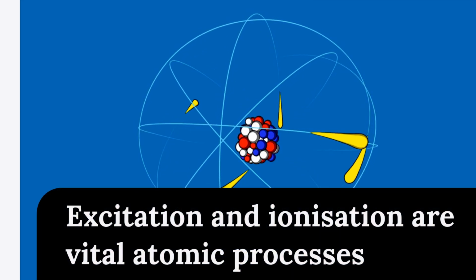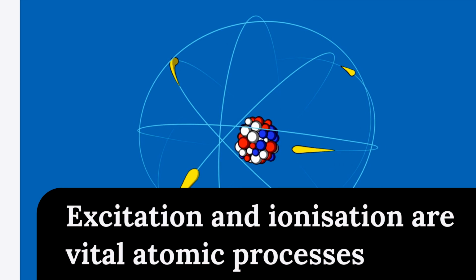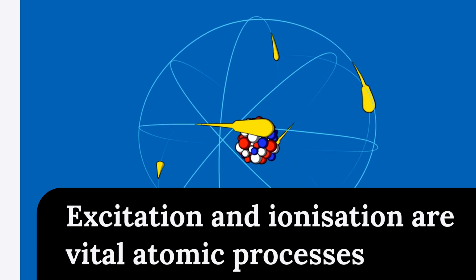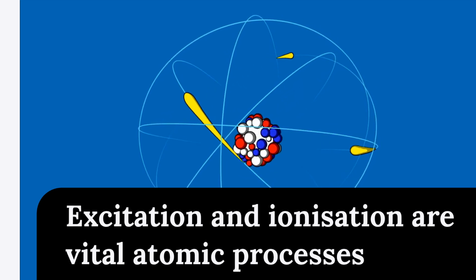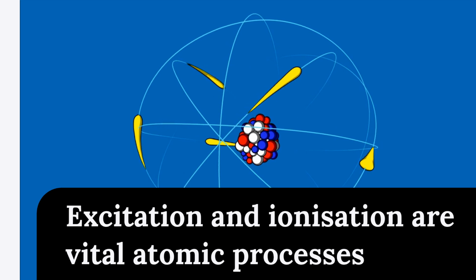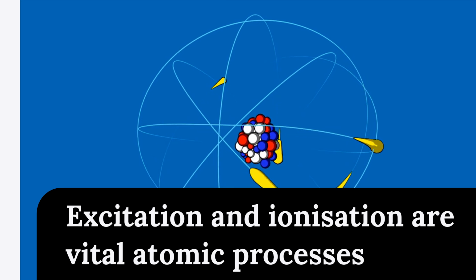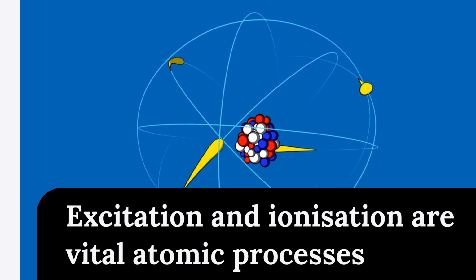Photons can excite electrons to higher energy levels. If energy exceeds ionization energy, electrons are removed. Electron collisions transfer energy during impact. Higher energy electrons increase ionization probability. Excitation and ionization are critical atomic processes.